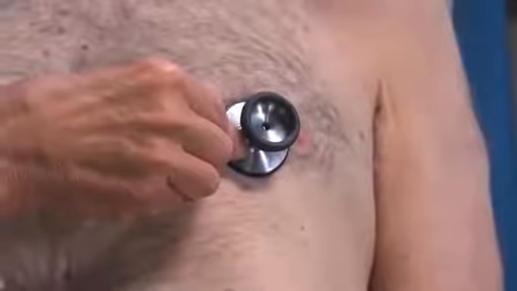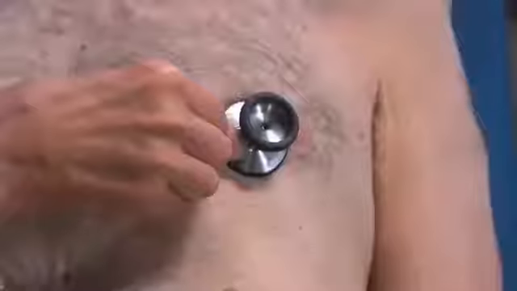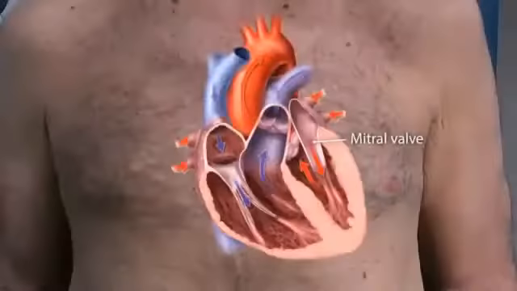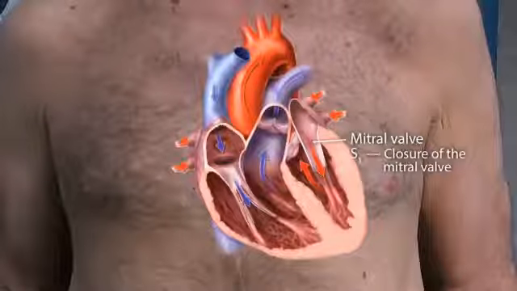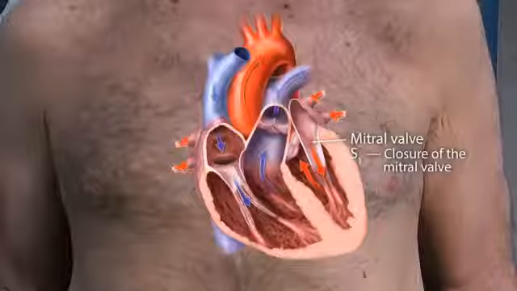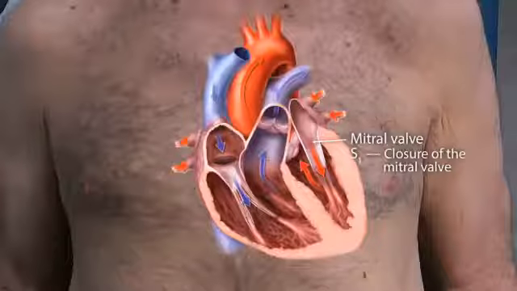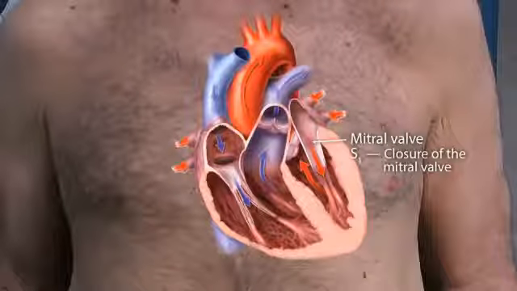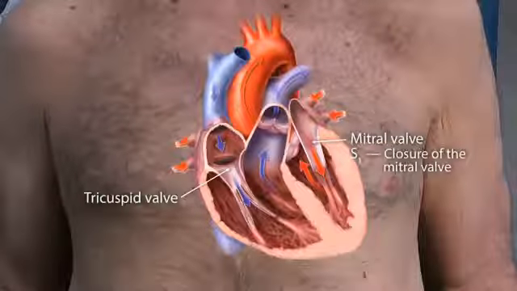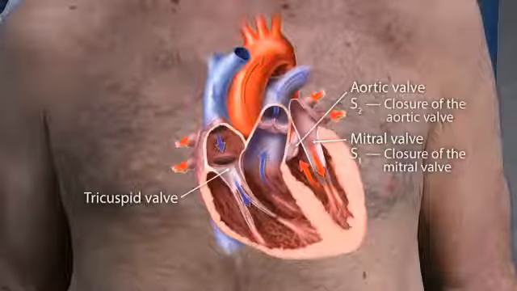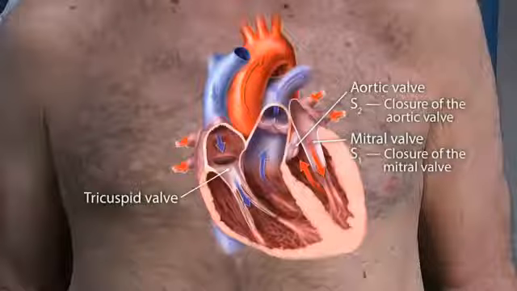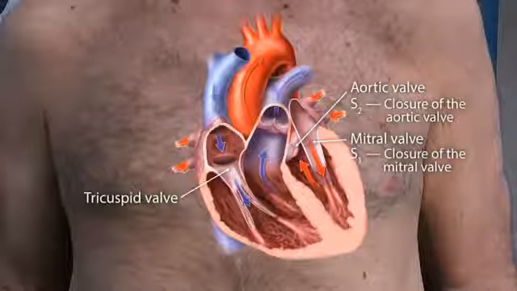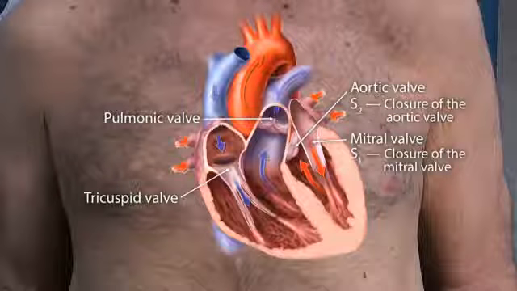Auscultation of heart sounds is an important skill that leads directly to important clinical diagnoses. Before auscultating the heart, let's review normal heart sounds. Closure of the heart valves creates a pair of audible heart sounds. The first sound, S1, arises from closure of the mitral valve. Tricuspid valve closure may also contribute to S1. The second sound, S2, arises from closure of the aortic valve. Pulmonic valve closure may also contribute to S2.